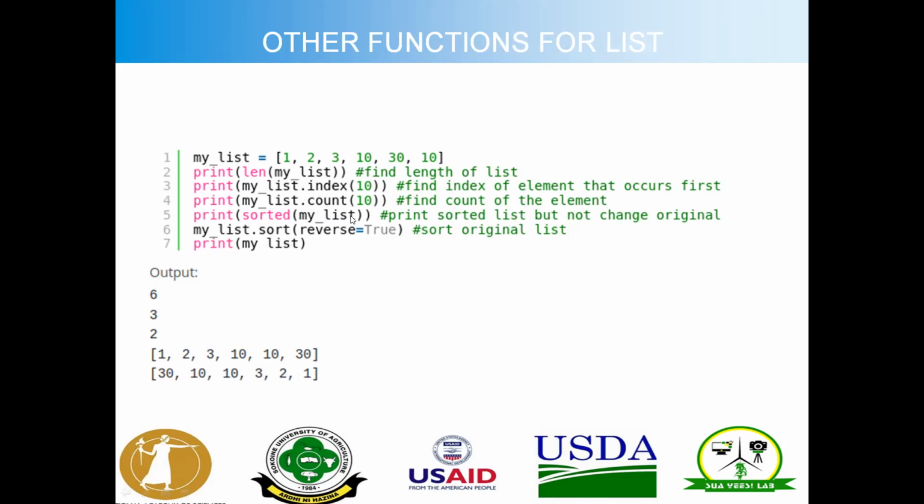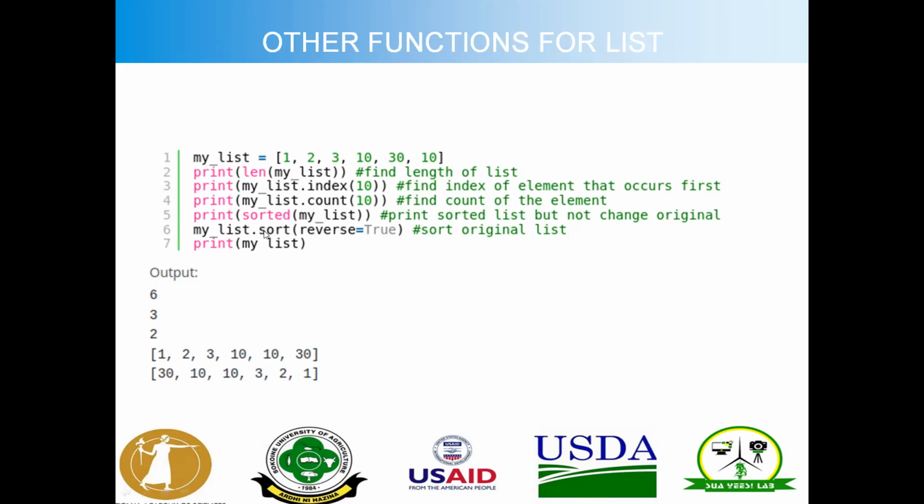We have the sorted function. This one sorts the list, but it does not change the original list. So for example, if I print sorted my list, it will sort this list and then print, but it will not change the original list.